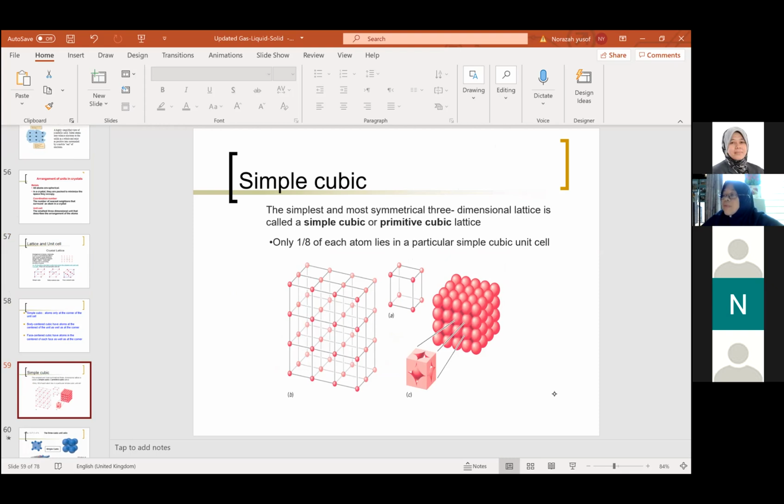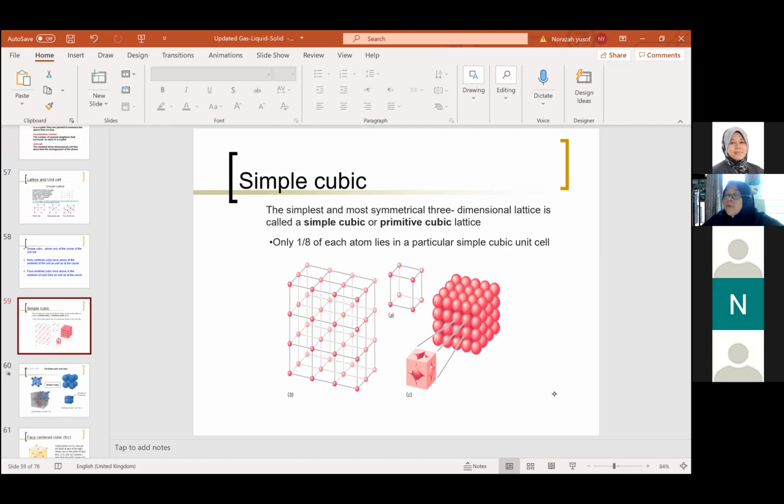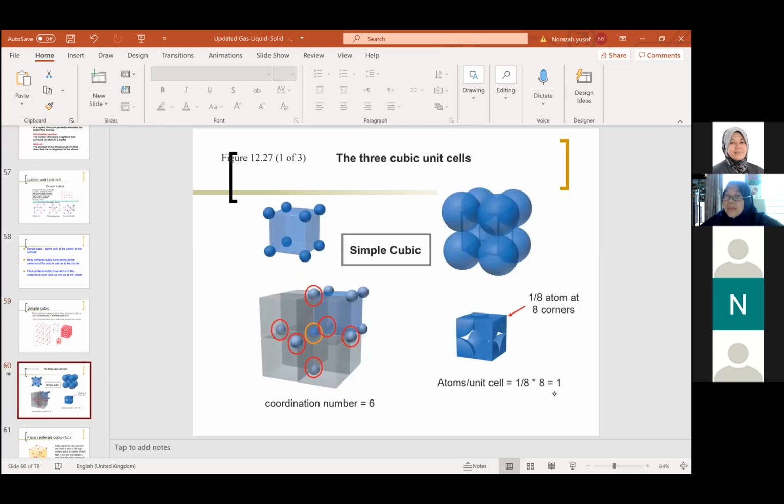There are a few things that are very important for you to know, especially for your test 2, for this particular part. For all the systems, simple cubic, face-centered cubic, and body-centered cubic, let's look at them one by one. So this is simple cubic. Based on simple cubic, this is what we call 1 unit cell.